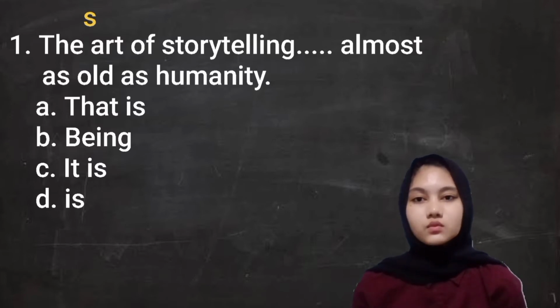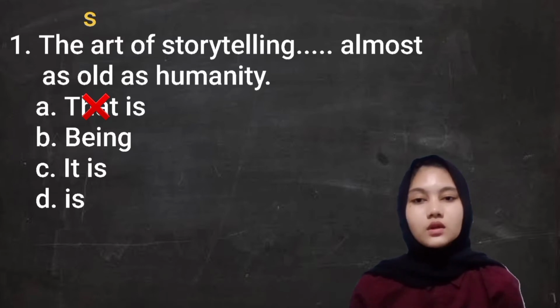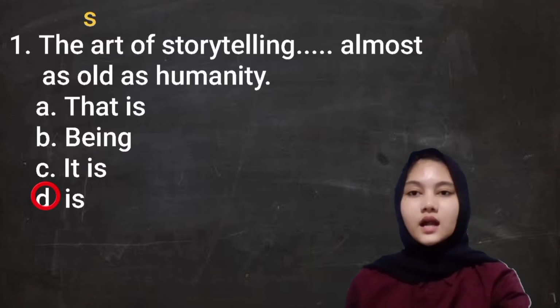Option A is wrong because the connector that is unnecessary. Option B is incorrect because the verb with -ing is not considered a verb, which is a condition of completing a sentence. Option C is wrong. The subject it is not needed because there is already a subject. The subject is the art, right? So the correct answer is option D. The art of storytelling is almost as old as humanity.